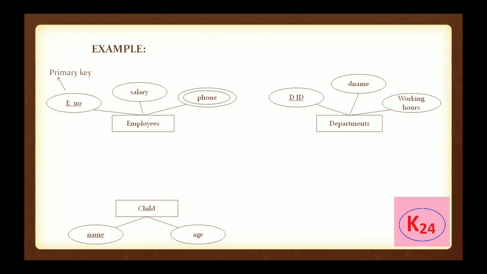Now between employee and department, the relationship is works in, so employee works in department. Similarly, between employee and child, the relationship is dependent, so child is dependent on the employee. So this is the simple example of ER diagram.